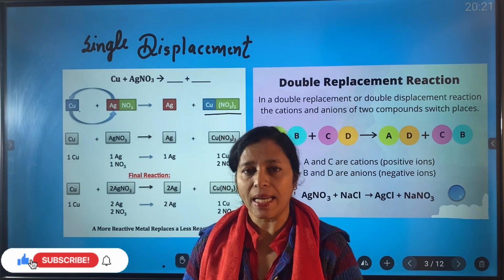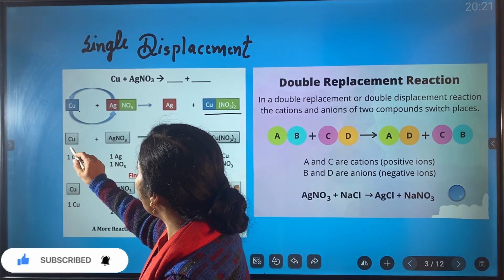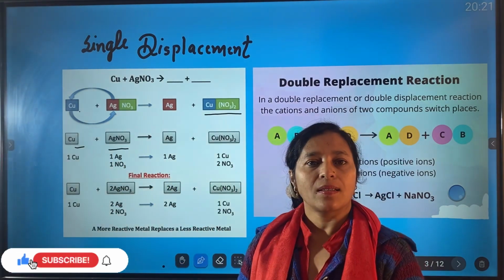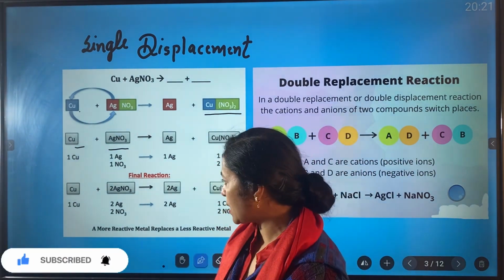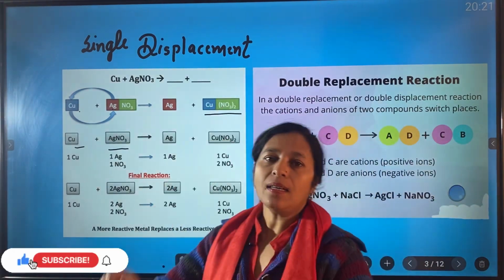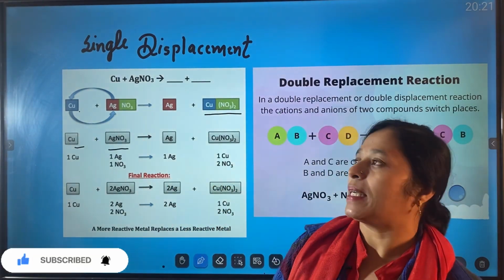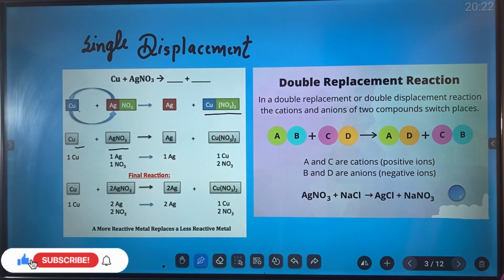form copper nitrate. Similarly, in the second reaction, you can see that copper, being more reactive than silver, will replace silver from silver nitrate solution and form copper nitrate. So these are the reactions in which the stronger atom displaces the weaker atom from the reaction. The next is double displacement reactions.